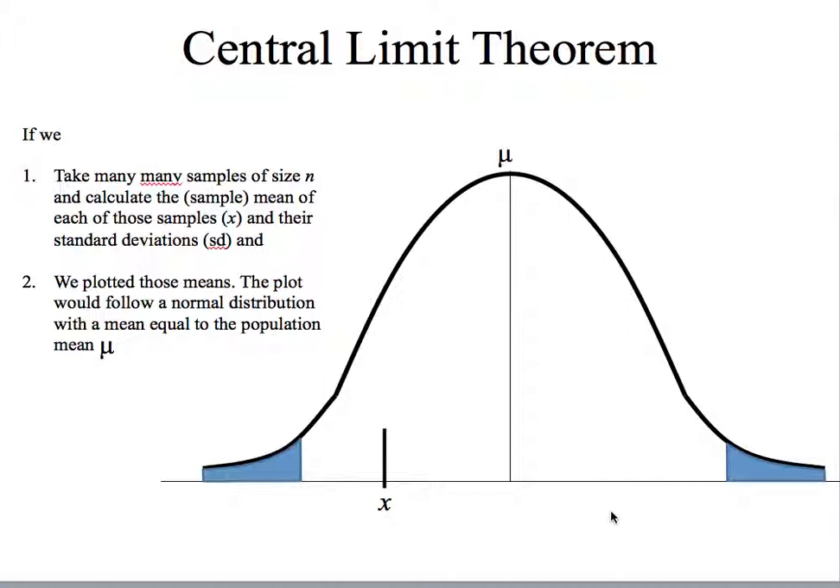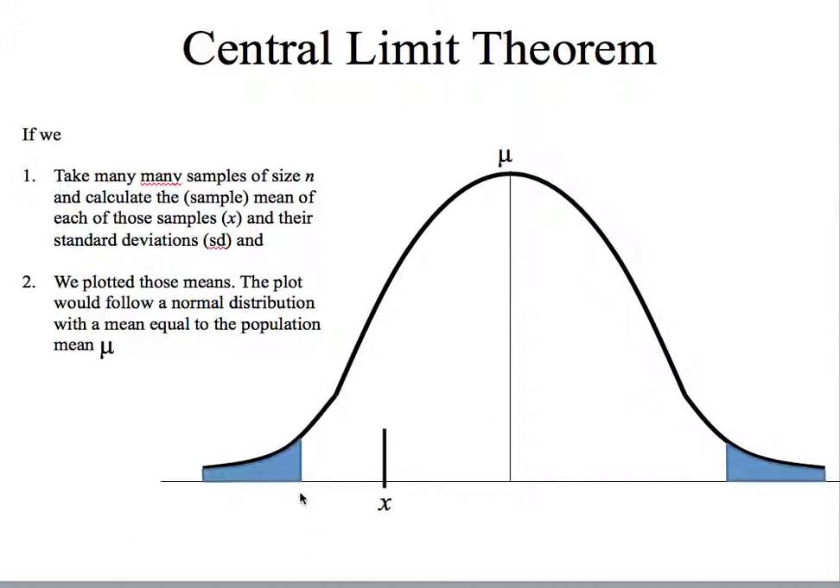Before I explain how confidence intervals work, let's see what the central limit theorem looks like in this graph. So suppose that we have a population that has a mean mu. And then we take many samples of size n, and calculate the sample mean x-bar of each of those samples, and their standard deviations. And then we plot all those means. So all the means that we get from these samples, we plot them.